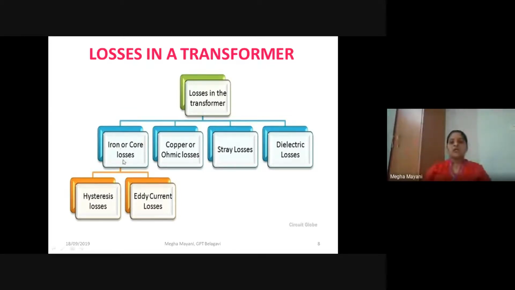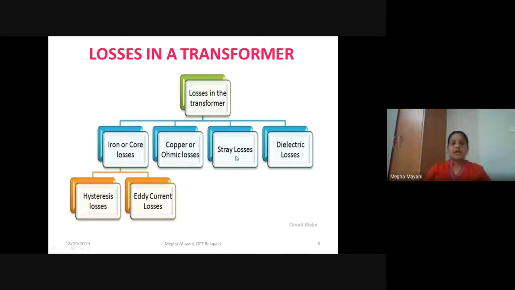This iron or core loss is a fixed type of loss. This is due to the core which is present in the transformer. This again can be comprised of two types of losses, hysteresis loss and eddy current loss. And the second one is a variable type of loss, which depends on the windings you have put on the primary and the secondary side. So these are also called ohmic losses.